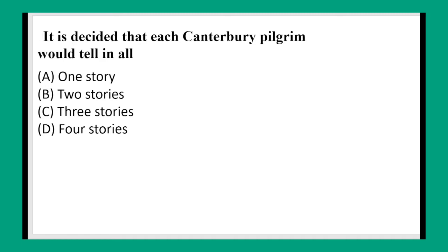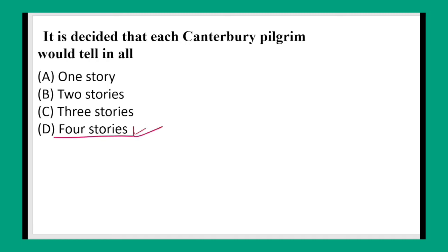Canterbury Tales जो चॉसर ने लिखा है, उसमें कहा जाता है कि जो पिलग्रिम्स थे, उन्हें 4 स्टोरीज को नरेट करना पड़ता था, क्योंकि वहाँ एक कंपटीशन था: जो आने की तरफ दो स्टोरी को और जो कैंटरबरी को जाने की तरफ दो स्टोरी को नैरेट करना पड़ता था. So that is about this. So this is the right answer.